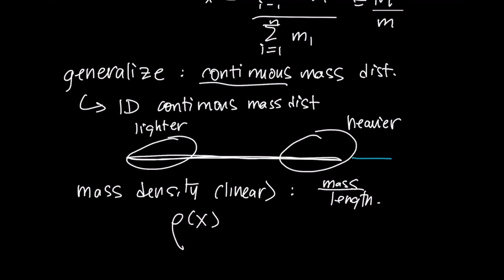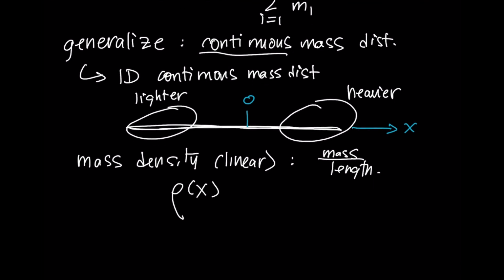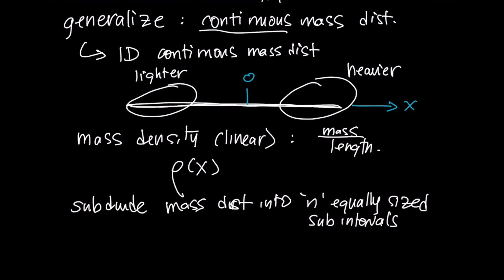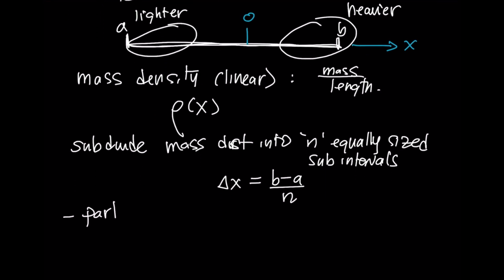We are going to attach a coordinate axis once again to this line distribution, and the density function will be a function of position along this line. Subdivide this mass distribution into n equally sized subintervals. Now, if the bar here starts at A and ends at B, we're going to say that each one of these subintervals has a width of delta x. And what we're also going to do is create a partition. We'll say that x0 is the starting location. We'll go x1 all the way down to xn, which is our final location.